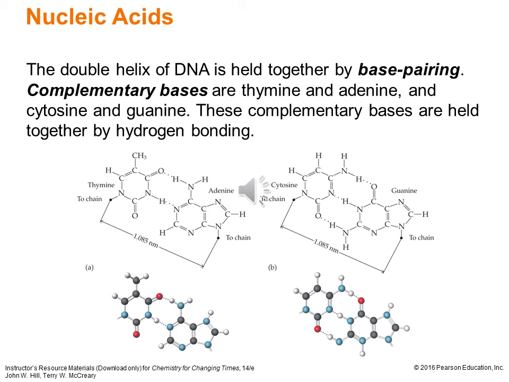So the double helix of DNA is held together by base pairing, and we call them bases because they're nitrogen bases. They are basic in terms of chemistry as opposed to acidic, and it's the complementarity that allows these bases to join and hold together that double helix.